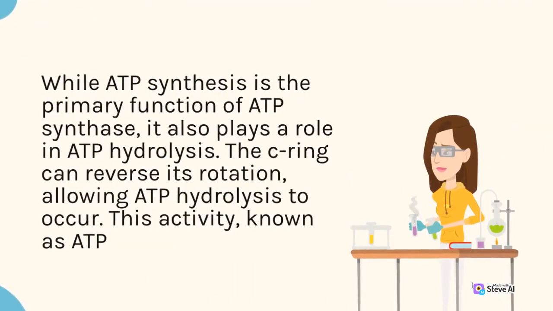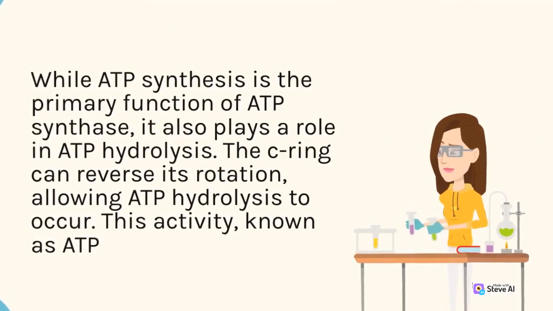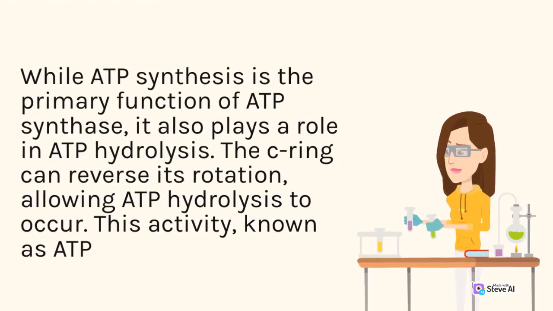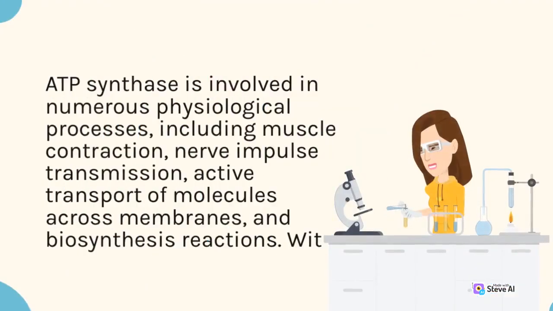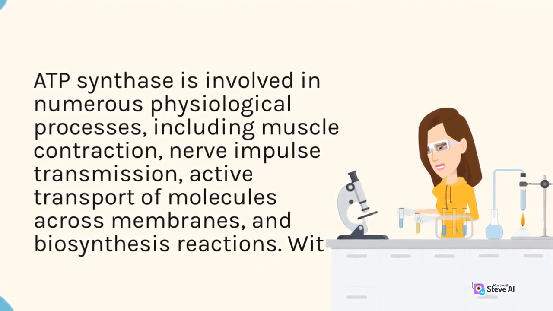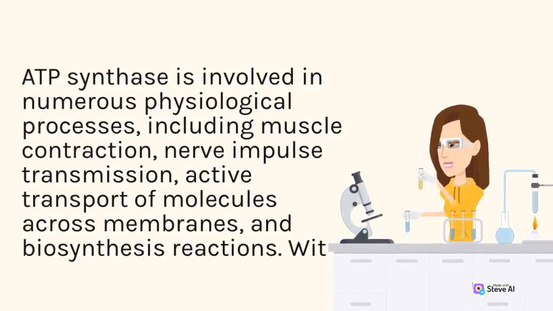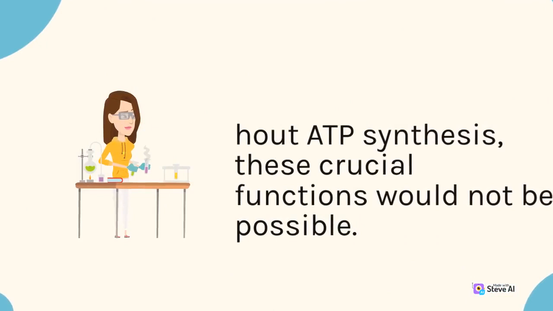While ATP synthesis is the primary function of ATP synthase, it also plays a role in ATP hydrolysis. The C ring can reverse its rotation, allowing ATP hydrolysis to occur. This activity, known as ATPase activity, helps regulate ATP levels within the cell. ATP synthase is involved in numerous physiological processes, including muscle contraction, nerve impulse transmission, active transport of molecules across membranes, and biosynthesis reactions. Without ATP synthesis, these crucial functions would not be possible.